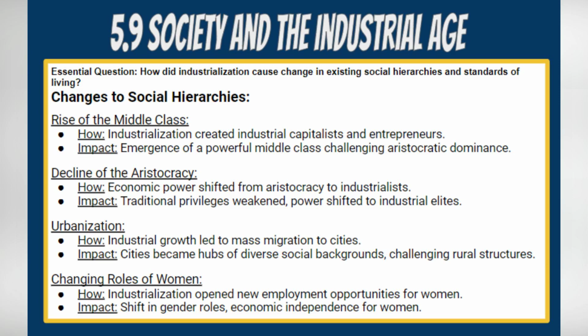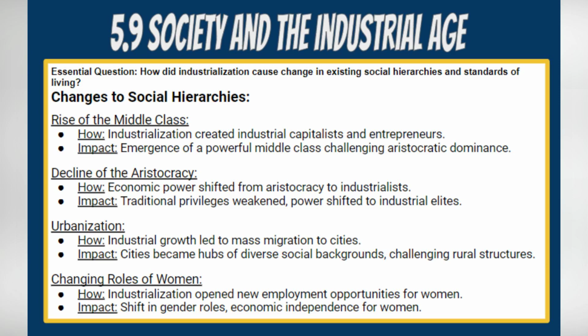Let's explore these changes. Changes to social hierarchies. 1. Rise of the middle class. How industrialization led to the growth of industries and commerce, creating a new class of industrial capitalists and entrepreneurs. This resulted in the emergence of the middle class, which was neither aristocratic nor working class. Impact: the middle class gained economic and social prominence, challenging the traditional dominance of the aristocracy. This shift contributed to a more complex social structure.